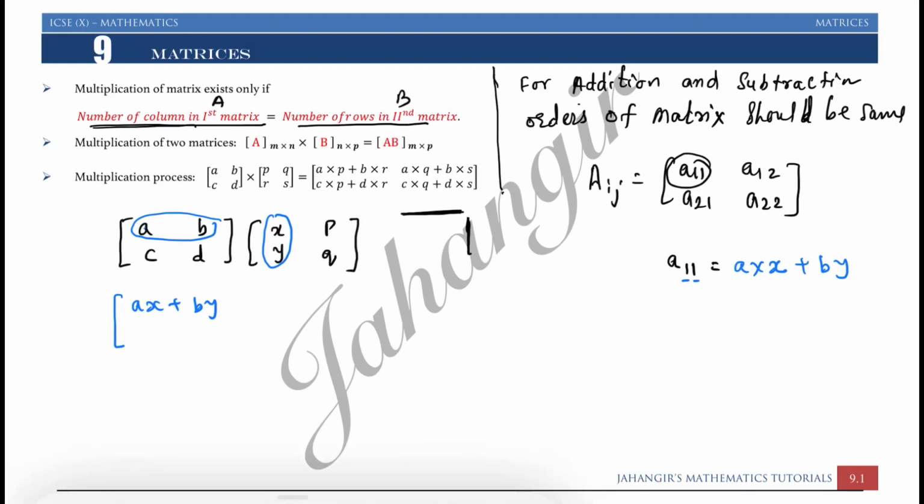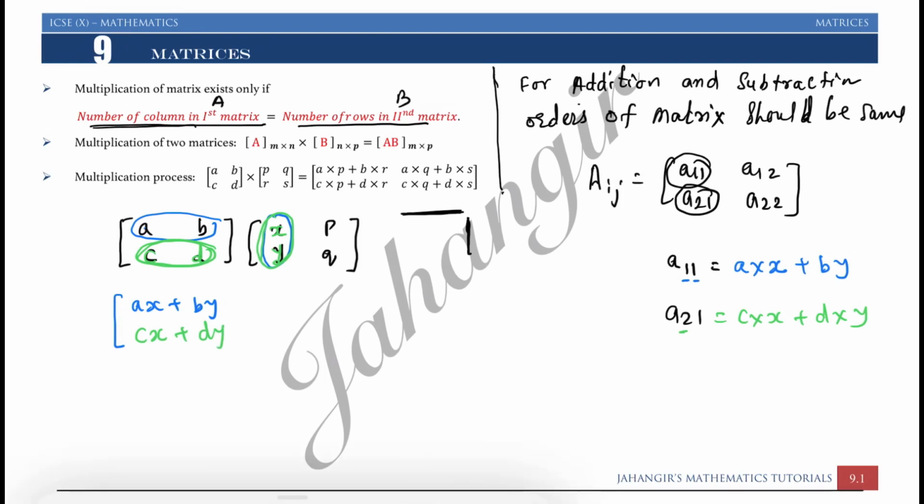Now again 2, 1, that is A21. I will show you how to do this. Second row, first column. This is the first column. So how can I multiply it? C into X, this C term you have to multiply with X, plus the D term you have to multiply with Y. So it is C into X plus D into Y, CX plus DY. It's 2, 1.